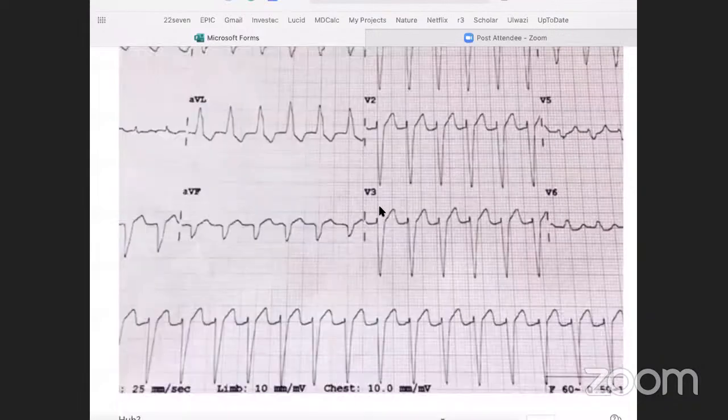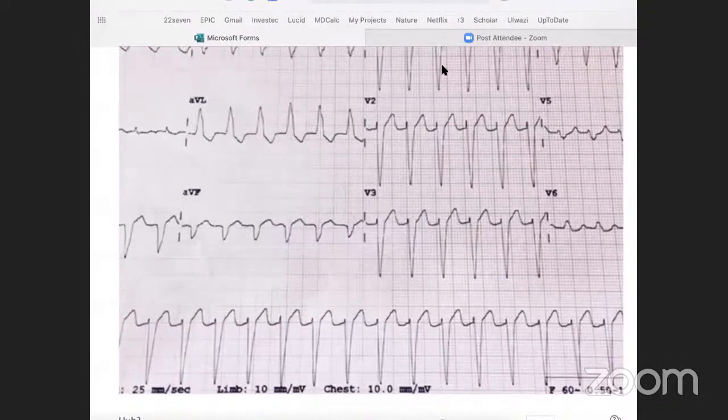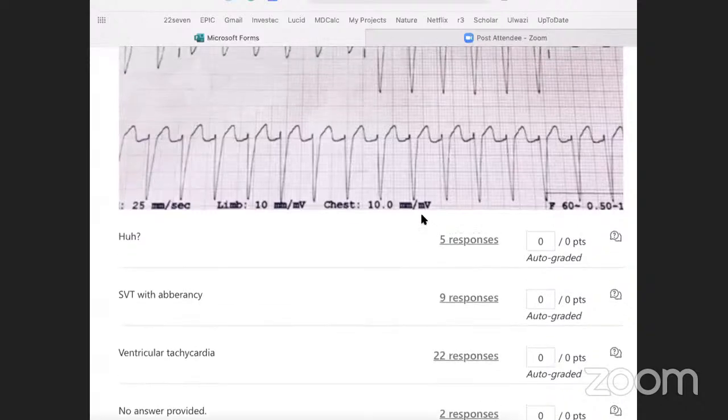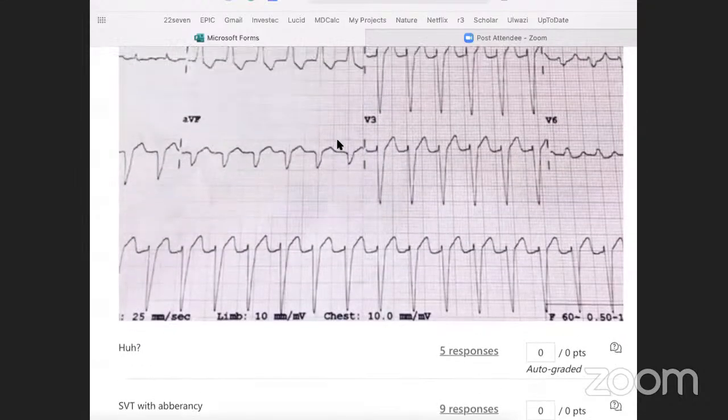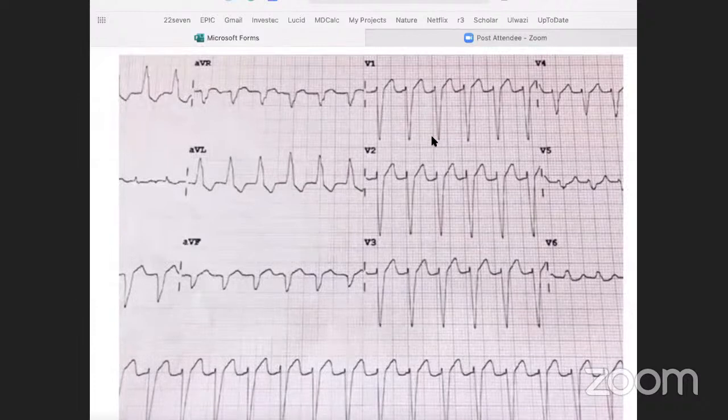Alrighty, I think this is our last one. Here we can see that it does seem like a regular rhythm, but it's broad complex. So 5 responses, yes, that is typically, if we can be honest with ourselves, what we see in casualty and how we feel when we look at these ECGs. A lot of people said that this was a ventricular tachycardia, and they would argue for that on the basis of no discernible P waves preceding and a broad bizarre pattern.